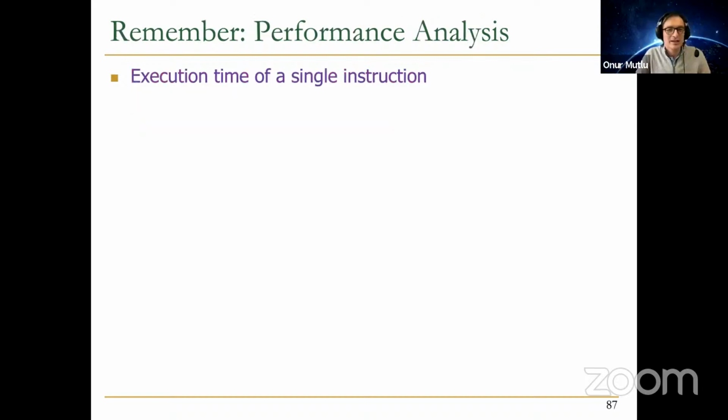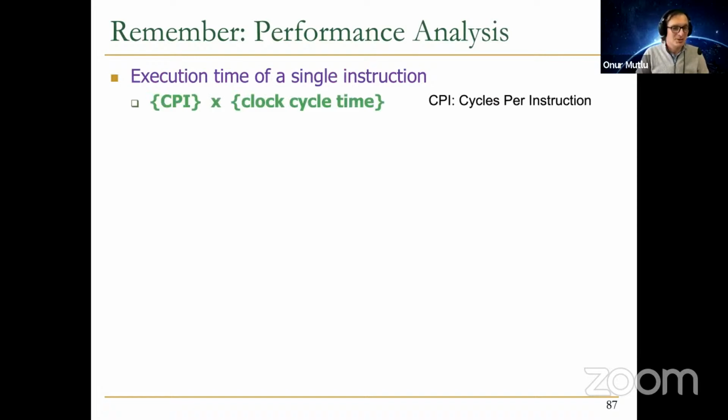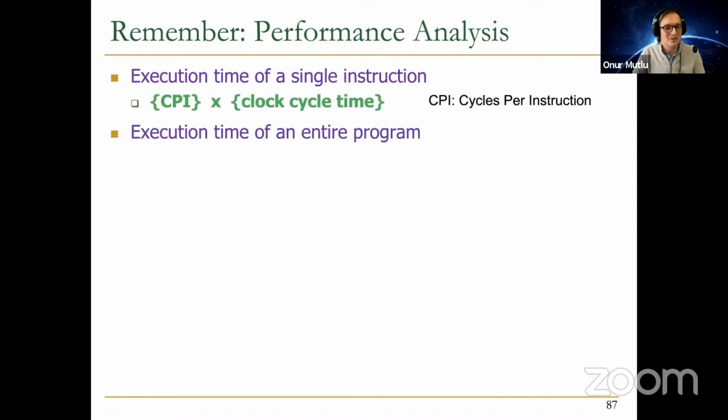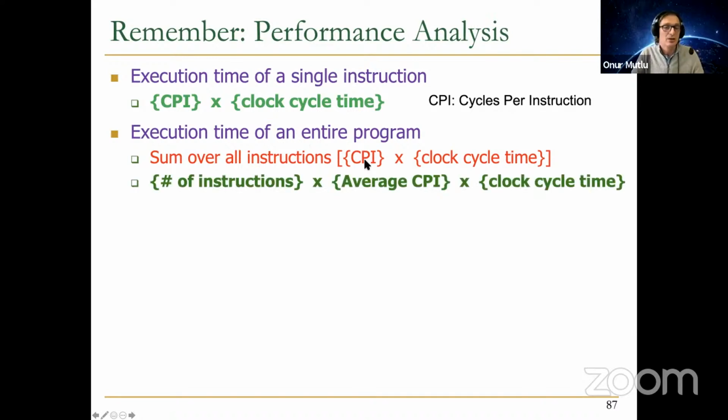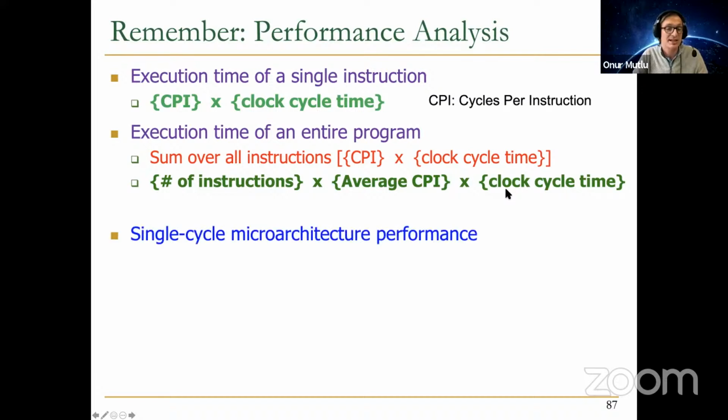Okay. So remember performance analysis. I actually showed this slide multiple times to you by now, so you almost know it by heart, hopefully. Execution time is CPI times clock cycle time, where CPI is cycles per instruction. That's the execution time of a single instruction, and the execution time of an entire program is a sum over all instructions, or expressed this way, number of instructions times average CPI times clock cycle time. I already showed you the slide, actually.